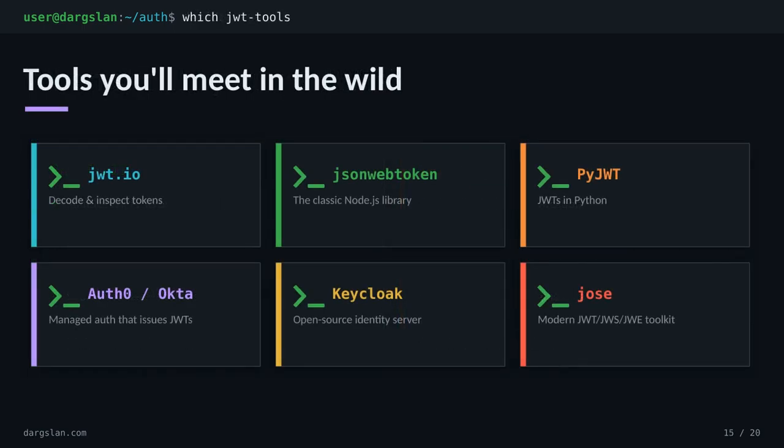Once you've decided JWTs fit your use case, here are the tools you'll keep bumping into. JWT.io is your go-to for decoding and inspecting tokens in the browser. For libraries, it's JSON Web Token in Node, PyJWT or Jose in Python and JavaScript when you need the full JWS and JWE toolkit. And if you'd rather not build the issuer yourself, managed platforms like Auth0 and Okta or the open source Keycloak will hand you signed tokens out of the box.